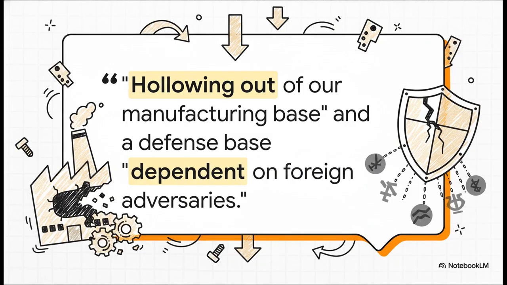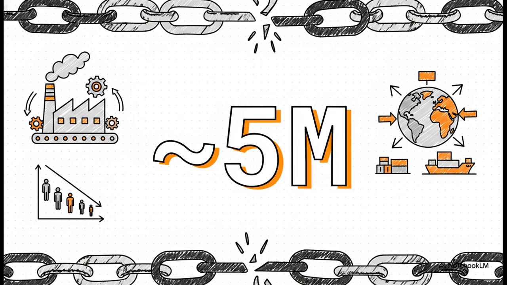That is a huge statement. And the document puts a number on the human side of this. It cites the loss of about 5 million manufacturing jobs in the U.S. just between 1997 and 2024. It frames this as one of the biggest drops in the country's entire history.